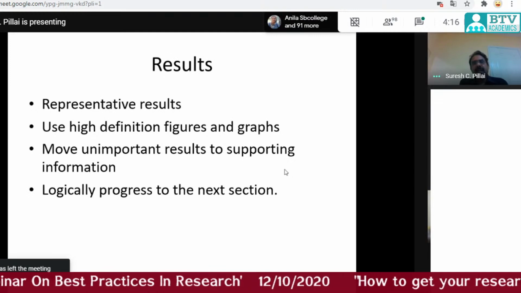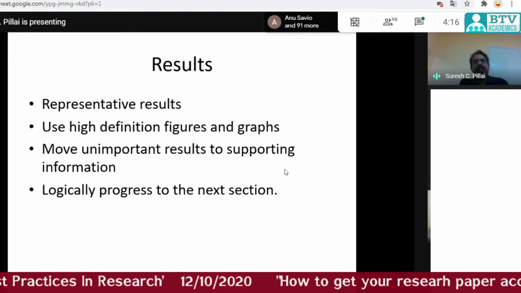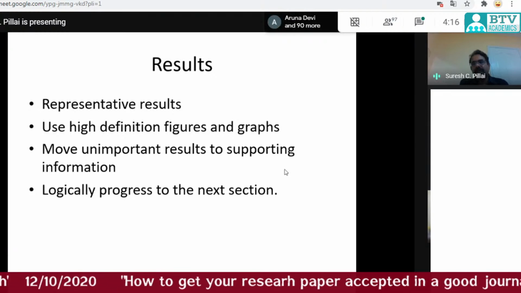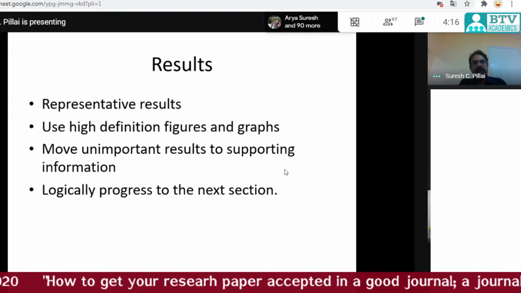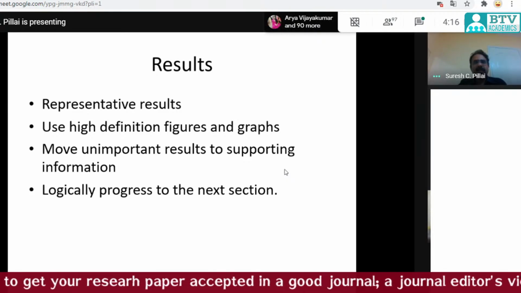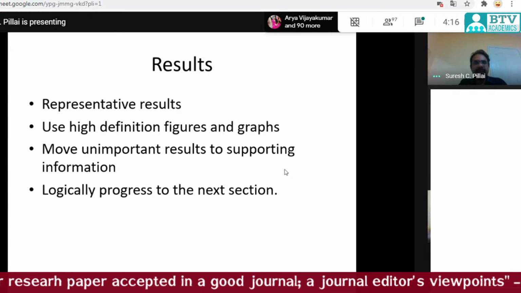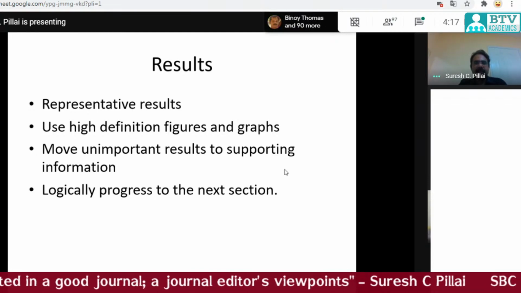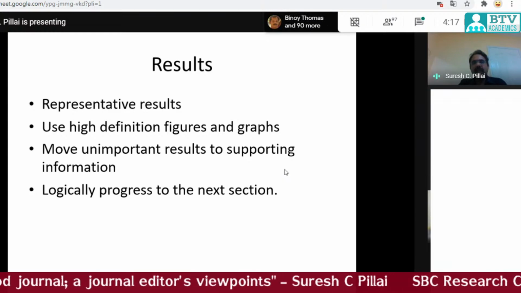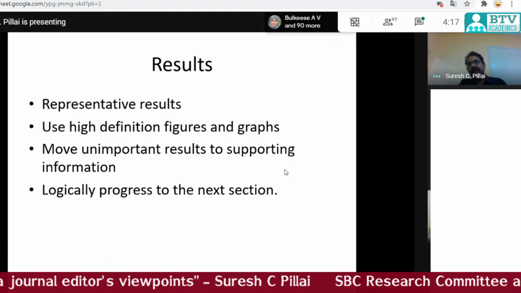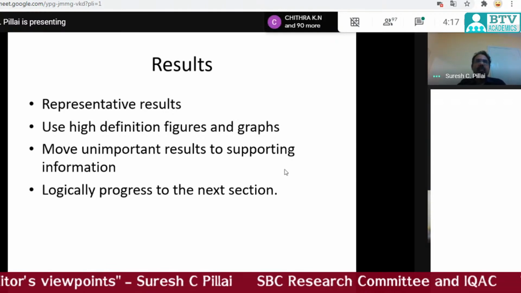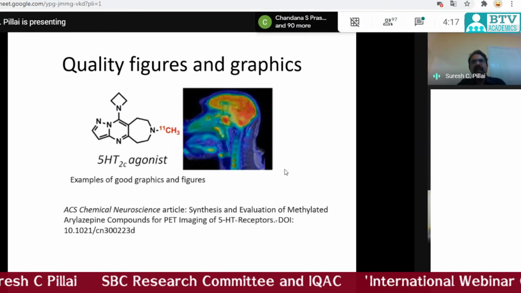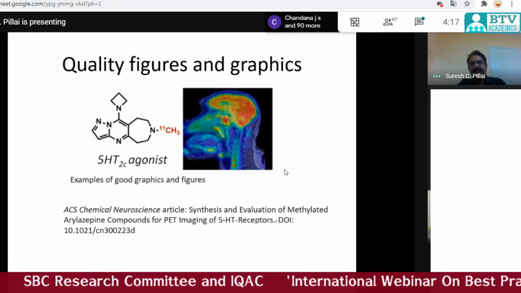The results should be representative results. You don't have to give all the NMR or the DSC, or all the surveys you have done if you are doing a social science or survey type desk-based study. You should give the representative results, use high definition figures and graphs, and move unimportant results to supporting information. Very importantly, it should logically progress to the next section. So you need to identify what results should be given first. You need to have good quality figures and graphics. Very, very important.